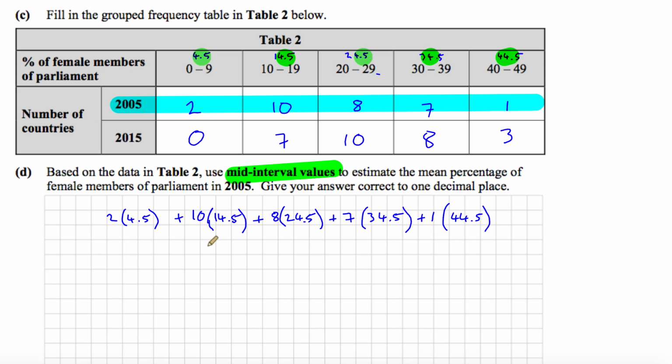So we're going to add all of those up, and we're going to divide them by the number of countries, because we're finding the mean. So all of that multiplied and added, all of it gets divided by the number of countries. And there's 28 countries, we know that from the question. So when you put all of this here in the brackets into your calculator, you get 636. So that's divided by 28.